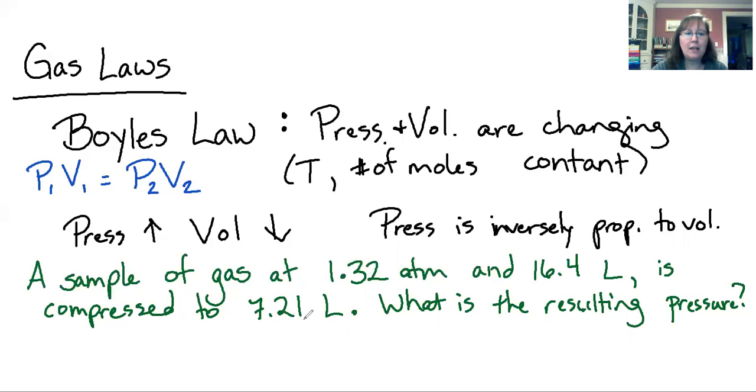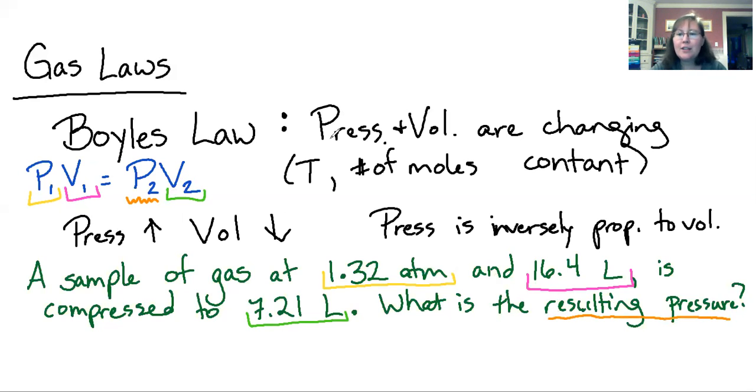So what we'll do is we'll come in here and say, okay, we have a sample of gas at 1.32 atmospheres and 16.4 liters. So that P1 is right here, 1.32 atmospheres, and our V1 is right here, 16.4 liters. And we have a V2 here, 7.21 liters, and we're looking for this P2 right here, and that's the resulting pressure. So that's just going to help you identify what we're working with.